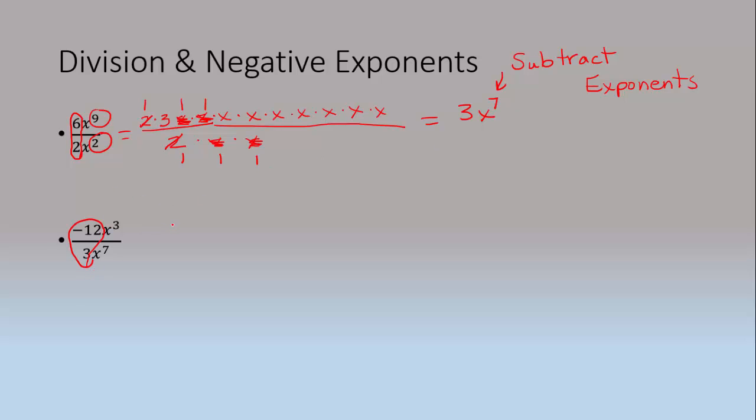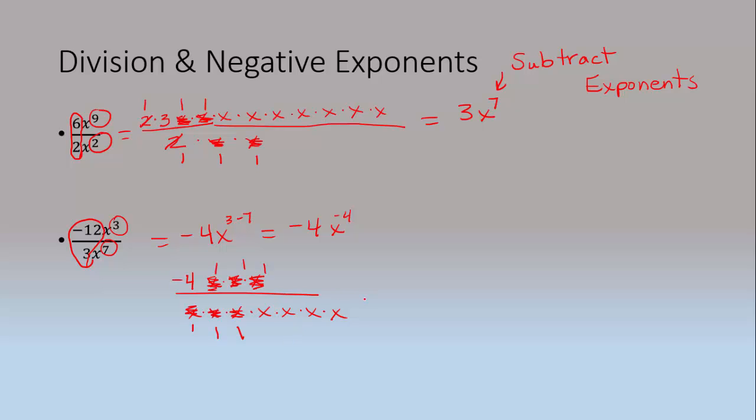If we divide here, negative 12 divided by 3 is negative 4. And 3 minus 7 is a little weird, isn't it? That looks like negative 4x to the negative 4th power. And what is that supposed to mean? Well, let's look at it the long way and see if we can make sense out of this. Okay? So we've got negative 4 times, and I've got x times x times x over 7 x's in the bottom. Okay, let's reduce everything we can.